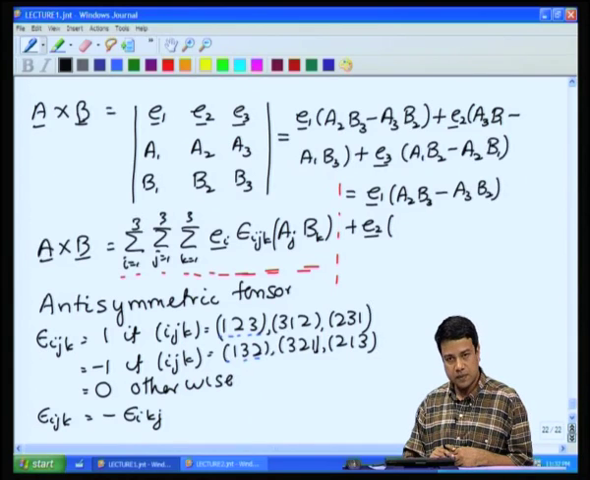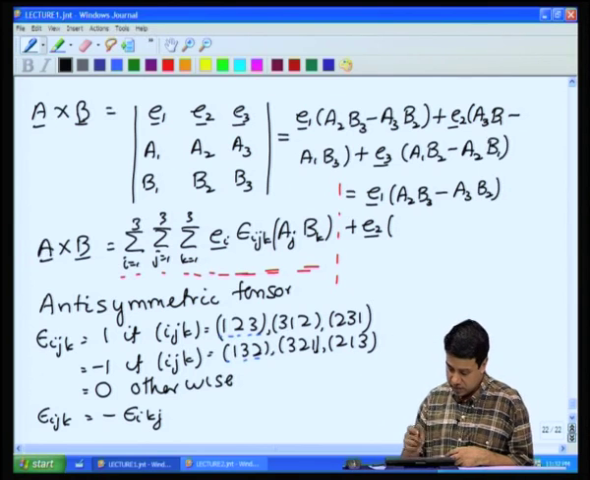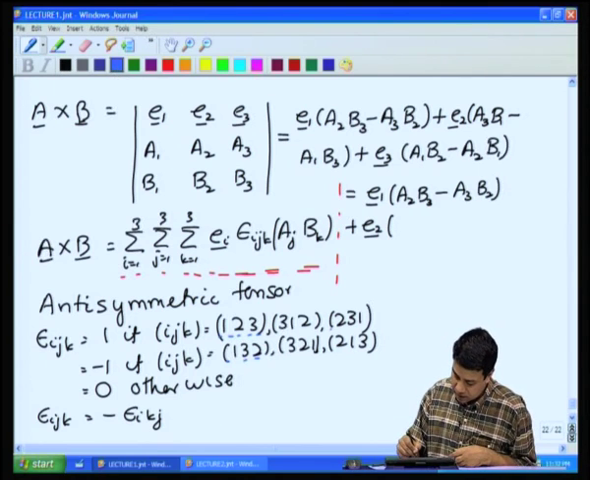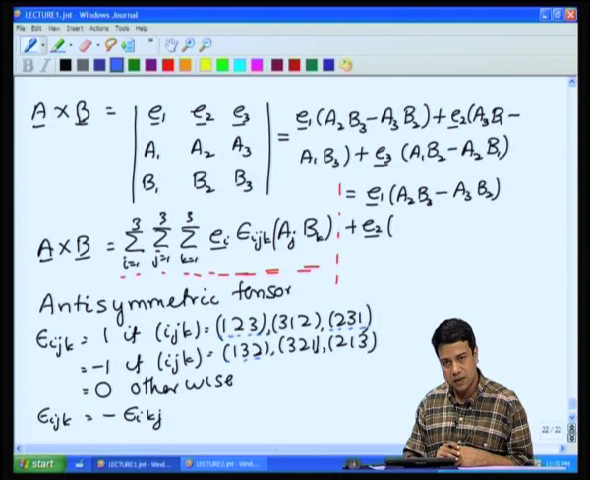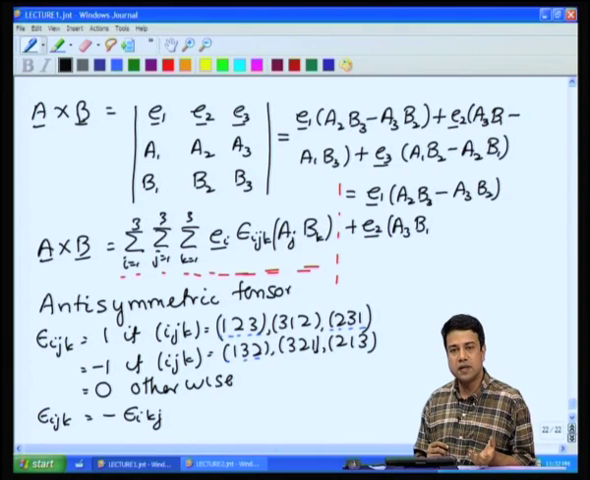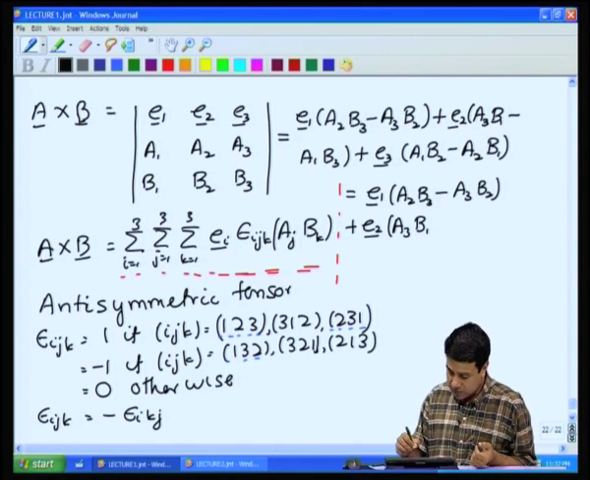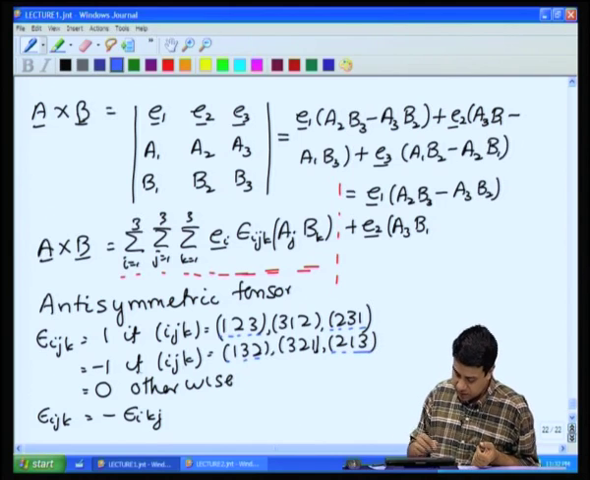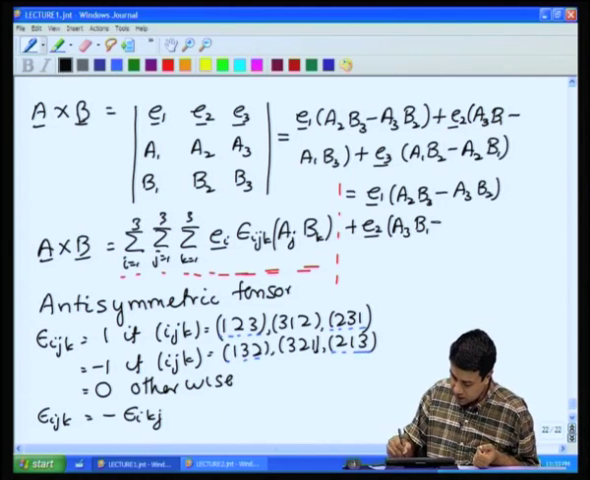When i is equal to 2, that means j and k have to be either 3 and 1 or 1 and 3. If j and k are 3 and 1, then I get plus 1. So, j is 3, that means I have A 3, k is 1, B 1. The other combination when i is 2 is when j and k are 1 and 3. In that case, epsilon is equal to minus 1. So, I get minus A 1 B 3.